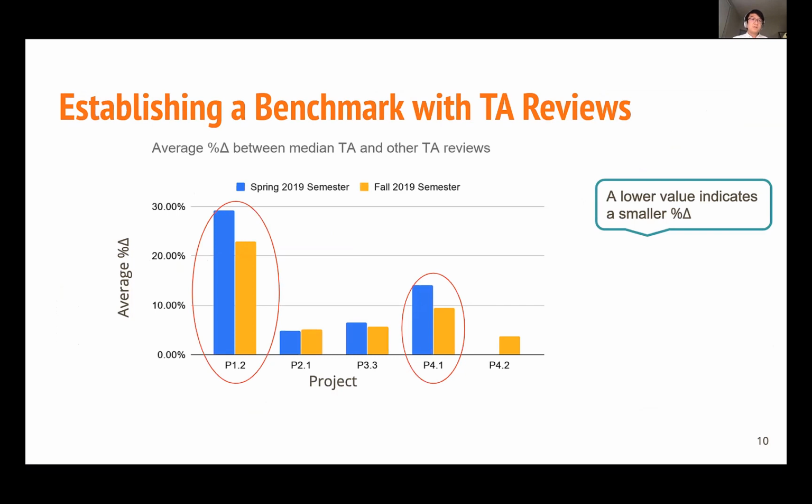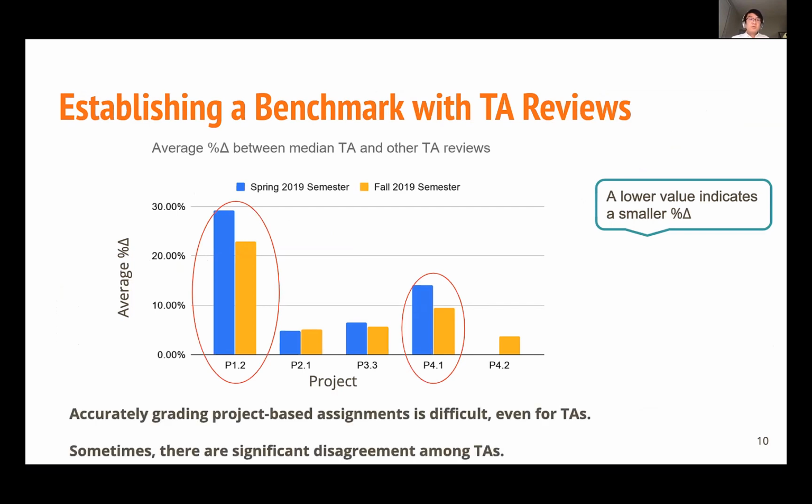Here's a bar chart of the average percentage difference between the median TA review and other TA reviews across different projects over 2 semesters. We can see that accurately grading project-based assignments is difficult even for TAs. Sometimes there's significant disagreement among them, such as the case in project P1.2 and P4.1.